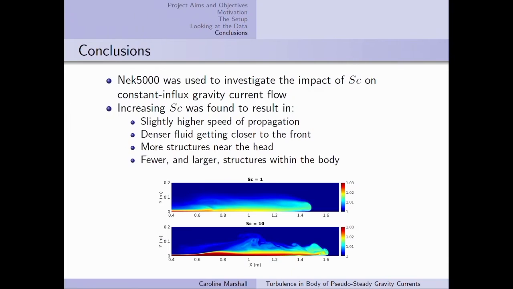So just to finish off, we've used NEK5000 to investigate the impact of Schmidt number on constant influx gravity current flow. In particular, what we found is that for at least low Reynolds number cases, it has a significant effect. An increasing Schmidt number seems to result in a slightly higher speed of propagation, the denser fluid getting closer to the front of the flow, more structure in and around the head, and fewer and larger structures within the body. Thank you very much.